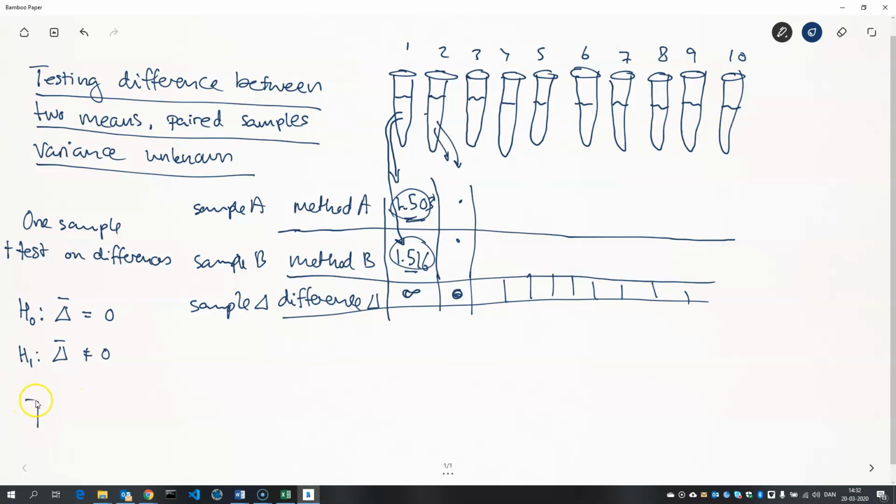Okay, so the test statistic here is, as we know it, the mean of the difference sample minus the hypothesized mean, which is 0 in our case here, which it often is, divided by our sample standard deviation divided by the square root of the sample size. And that has a t-distribution with n-1 degrees of freedom. So let's try to do this in Excel.